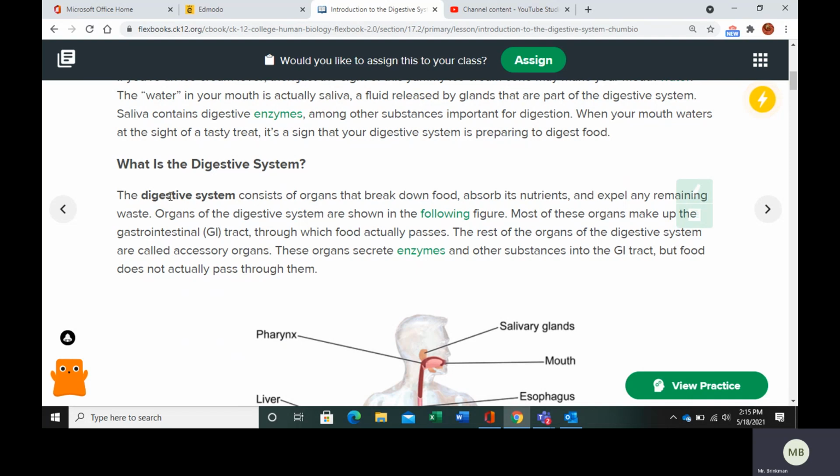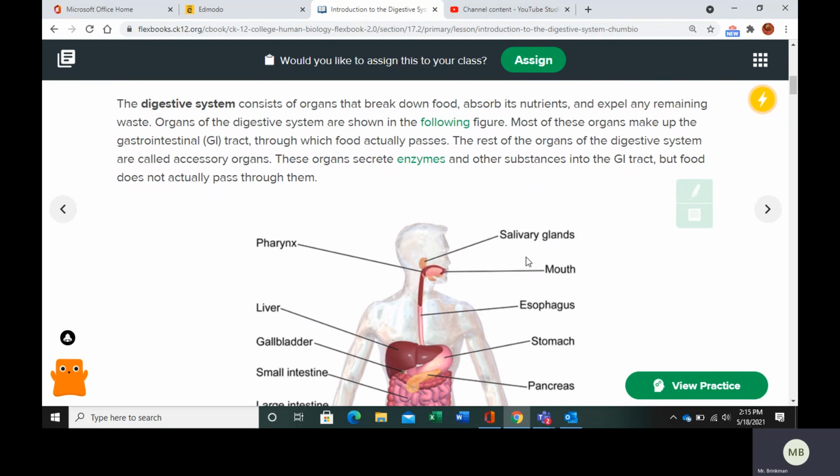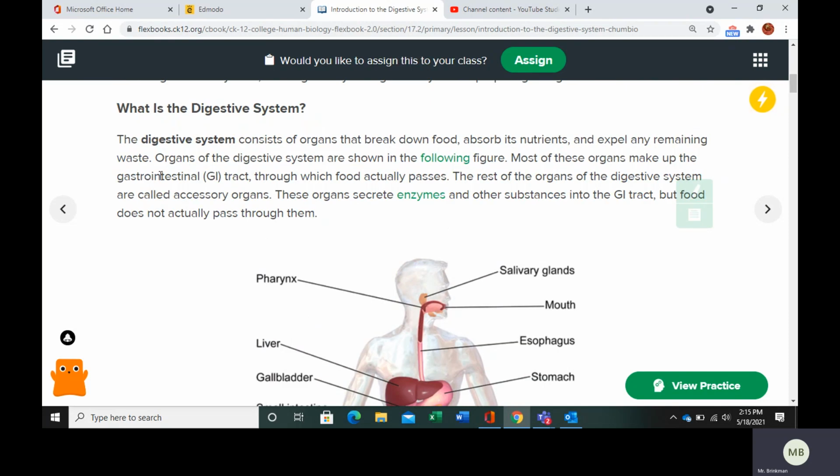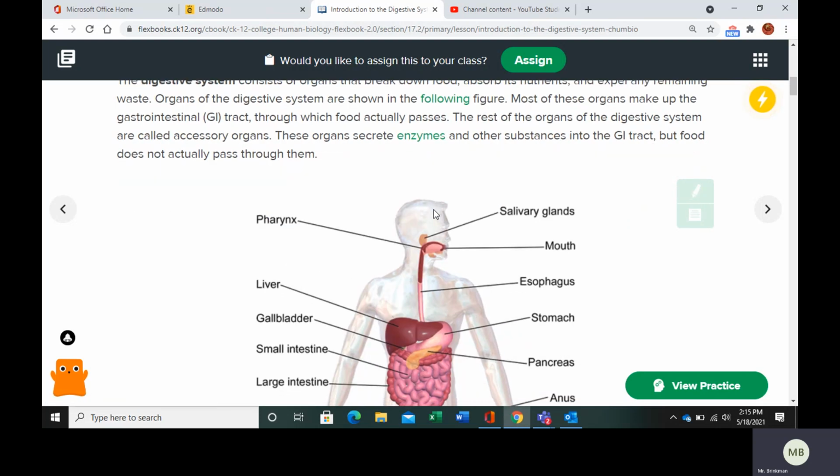So the digestive system consists of organs that break down food, absorb its nutrients, and expel waste. Organs of the digestive system are shown here. Most of them make up the gastrointestinal tract or GI tract, and that is the path that food passes through. The rest of the organs are going to be called accessory organs. These secrete enzymes and other substances, but food doesn't actually pass through them.